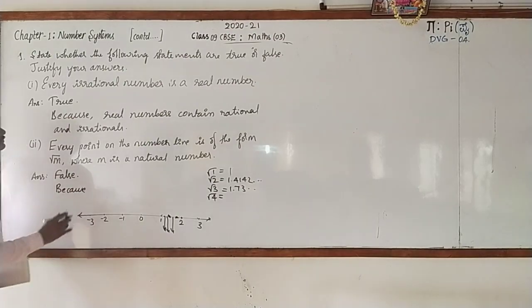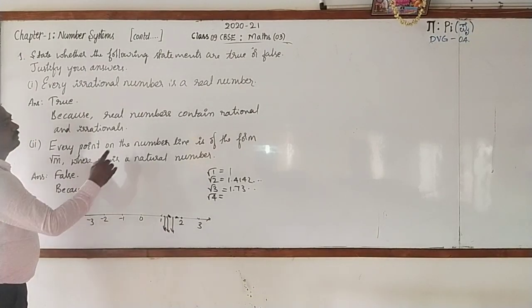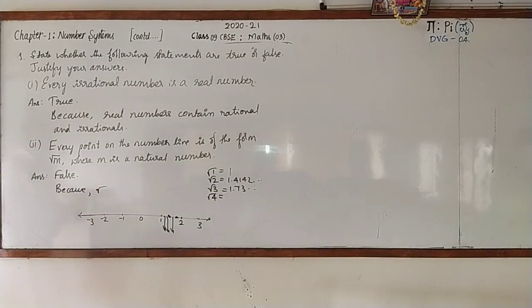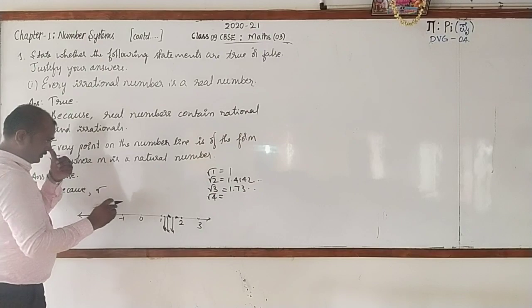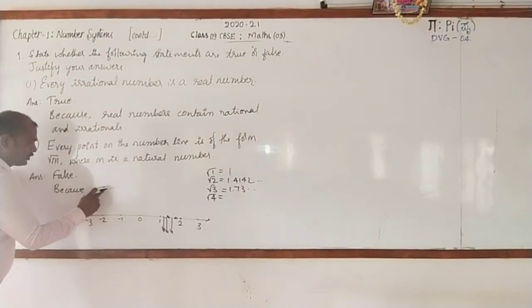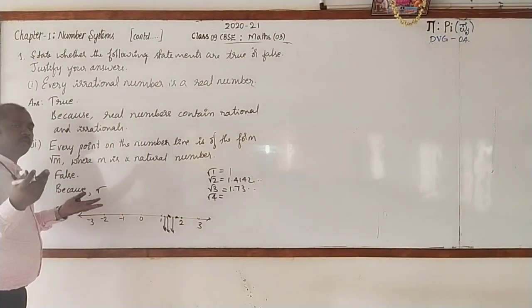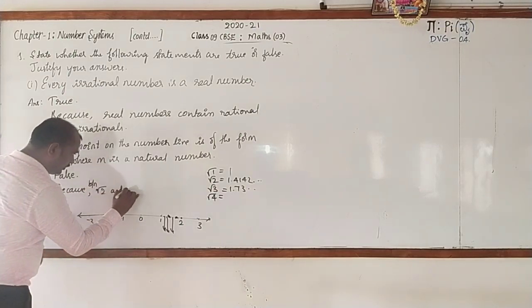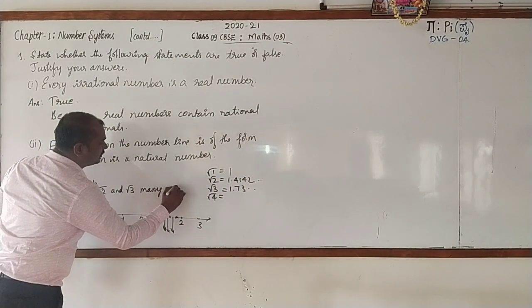Because every point on the number line, like here, there are many points which do not represent roots, because here between root 2 and root 3 or root 3 and root 4, root 5 and root 6, any number can be taken. Here I write between root 2 and root 3, many points are there.